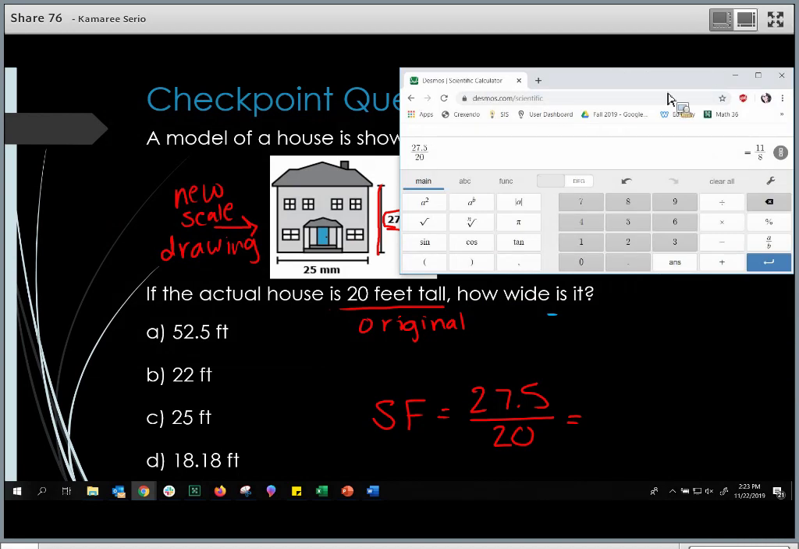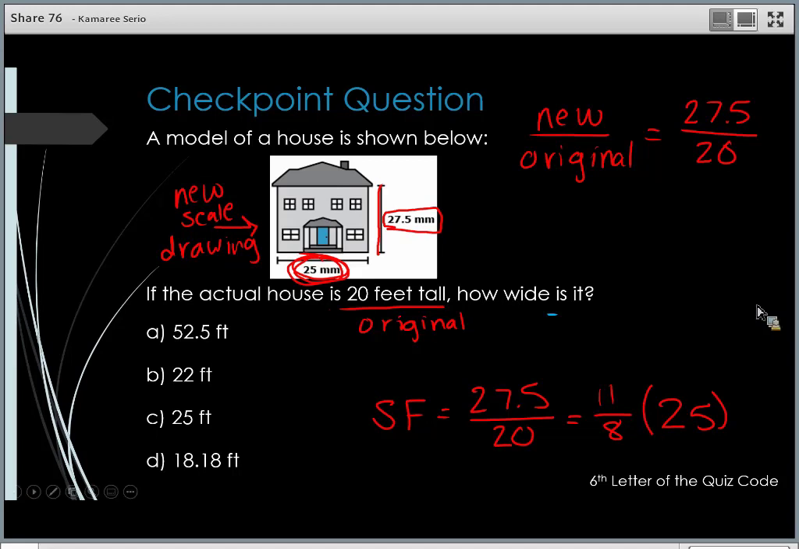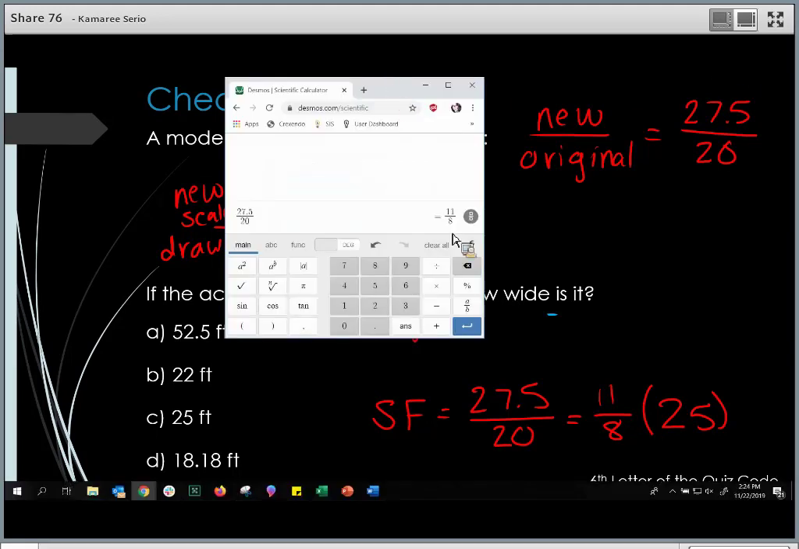Okay, so I'm going to take this 11 over 8, and I'm going to multiply it, remember, by my unknown side lengths. This is finding an unknown side length. So 11 over 8 times this 25, because that's the side I know. When I multiply these two, it's going to tell me how many feet the actual house is for the width. So I'm going to take the 11 over 8, and I'm going to multiply it by 25.